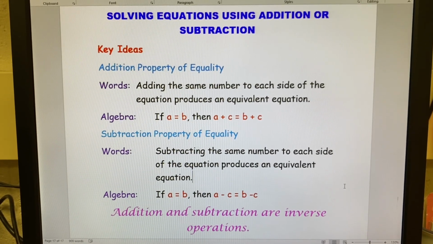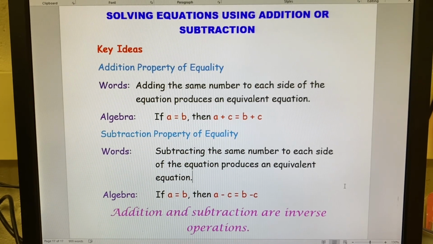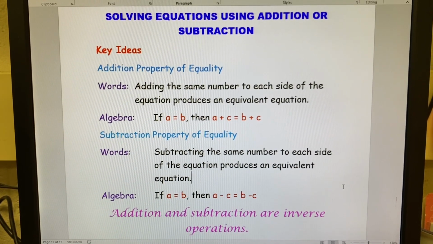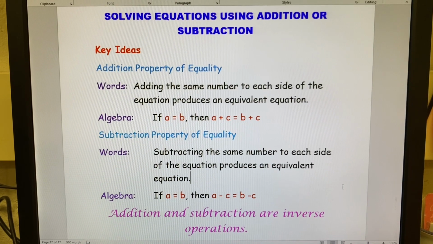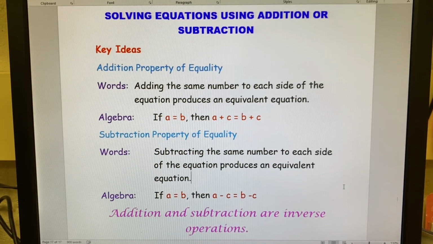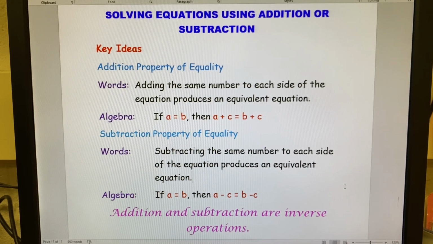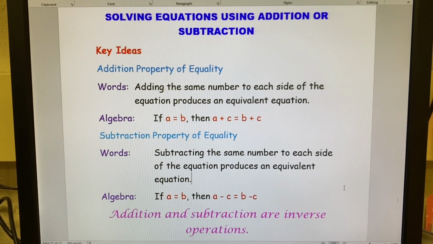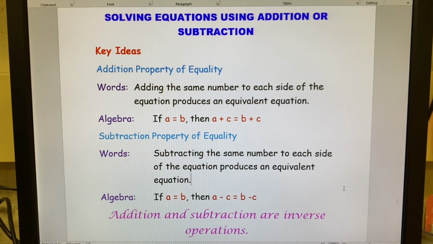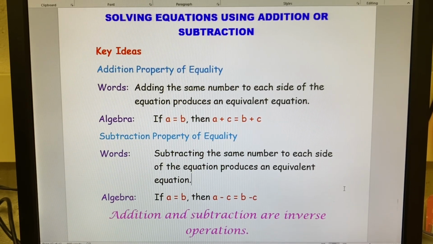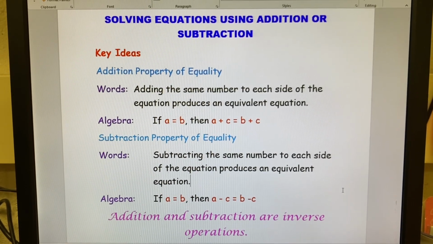Subtraction property of equality: subtracting the same number from each side of the equation produces an equivalent equation. So, if A is equal to B, then A minus C is equal to B minus C. Remember, addition and subtraction are inverse operations.